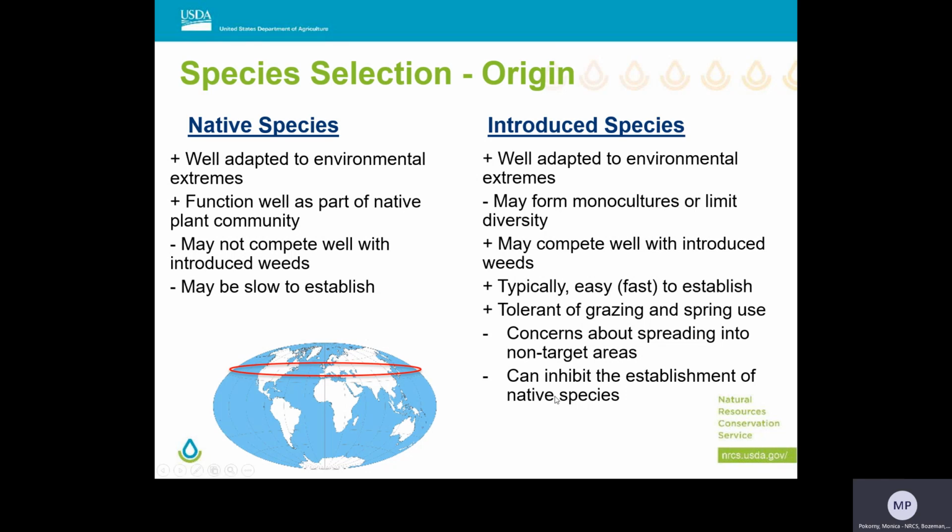Some other concerns about introduced species, we need to be concerned about them spreading to non-target areas. So we need to make sure we understand what the objectives are on the site and maybe beyond the site. Whether you choose native or introduced species is really going to depend on a lot of different factors, but it's really going to come down to what are the landowner objectives and what are the environmental conditions on the site. I will note that if you're working with another federal agency, you might be restricted to only using native species on the site. So just be aware of that as you're developing a seeding.